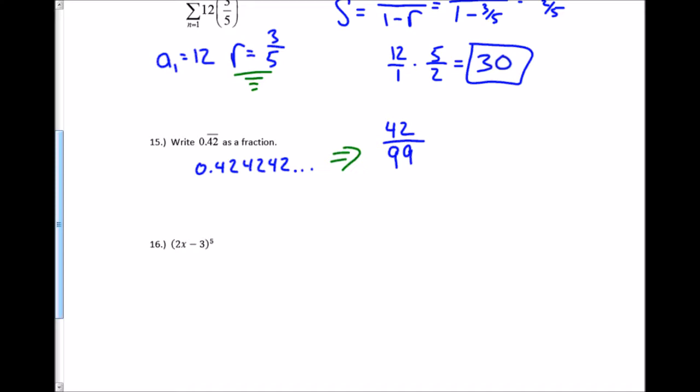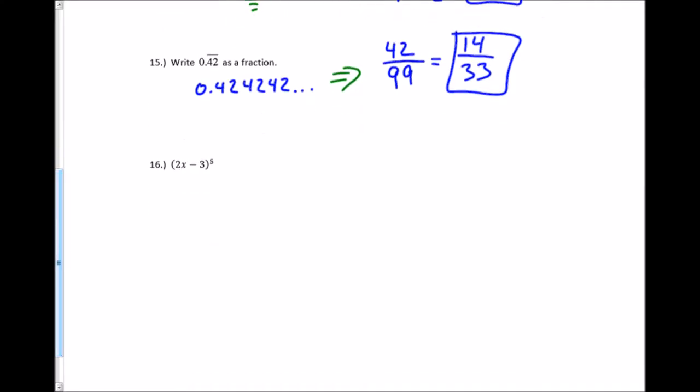And so when I do this, I just put it over 2 9s, and now I have to reduce this fraction. Each of these is divisible by 3. So if I do 42 divided by 3, it gives me 14. If I do 99 divided by 3, it gives me 33. And that's as simplified as it can be. 14 over 33. That's it.